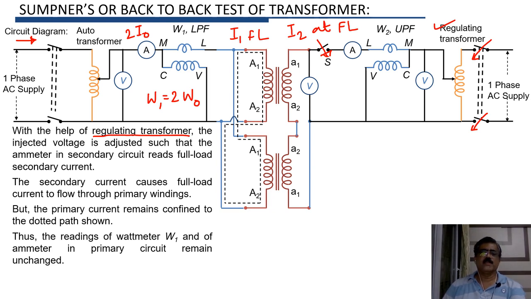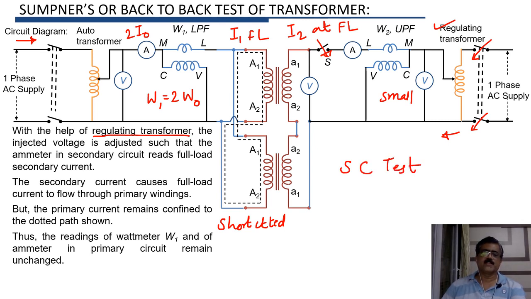So this condition is similar to a short circuit, means this side is short circuited, and as the primary side is short circuited, the voltage which is to be injected from the secondary side is very small. Means a very small voltage or very small EMF is to be injected on the secondary side to circulate full load current in the primary as well as in the secondary. So this is equivalent to the condition of the short circuit test.